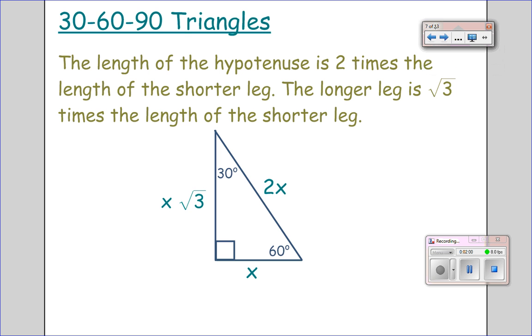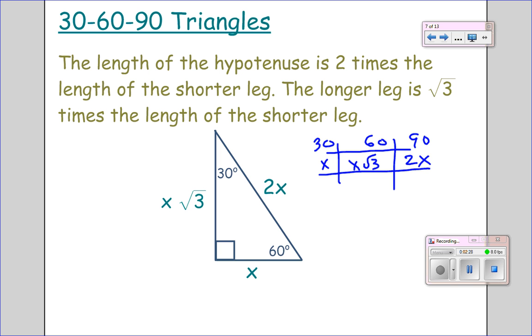So here's the pattern. The length of the hypotenuse is 2 times the length of the shorter leg, in other words, the 30 side. The longer leg, the 60 side, is root 3 times the length of the shorter leg. So 30 side is x, 60 side is x root 3, and 90 side is 2x. Oftentimes you'll see this chart, 30, 60, 90, x, x root 3, and 2x.